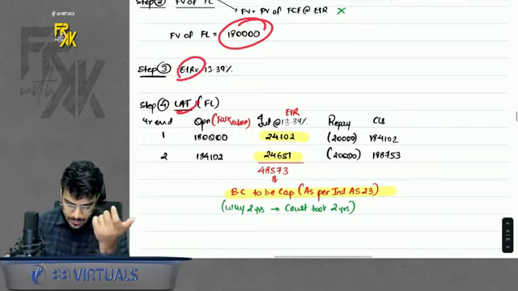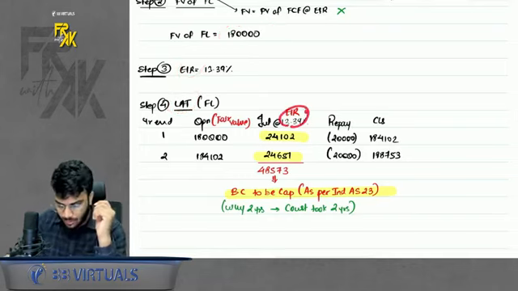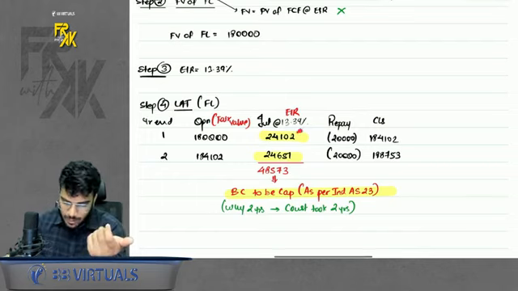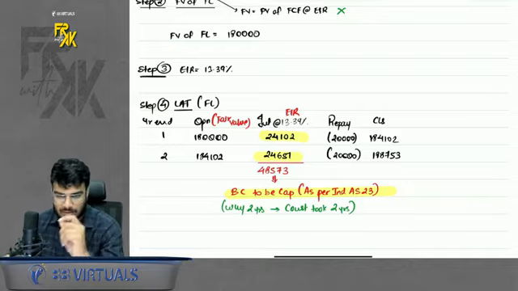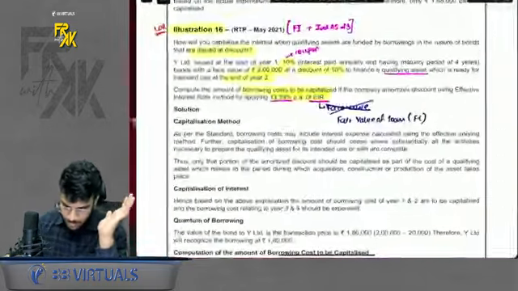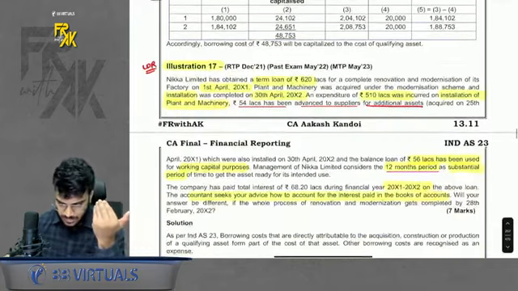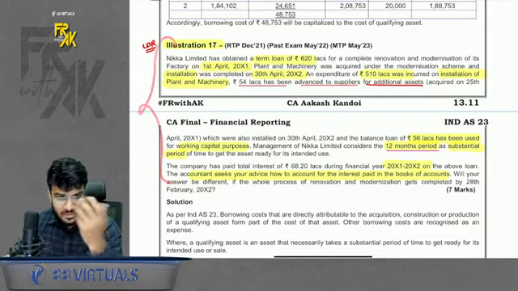Okay, then EIR is given, then LAT will prepare. You will apply the EIR on the opening fair value. So accordingly, you will find the interest of 2 years because the construction went on for 2 years. This 2 years interest you will capitalize. Simple. Let's proceed further. This was illustration 16. Then illustration number 17, you can just refer. It is a very simple question.